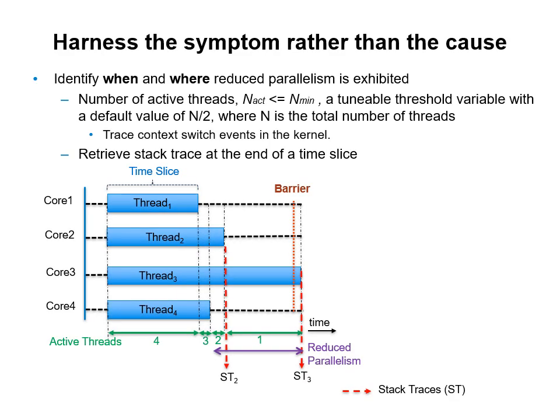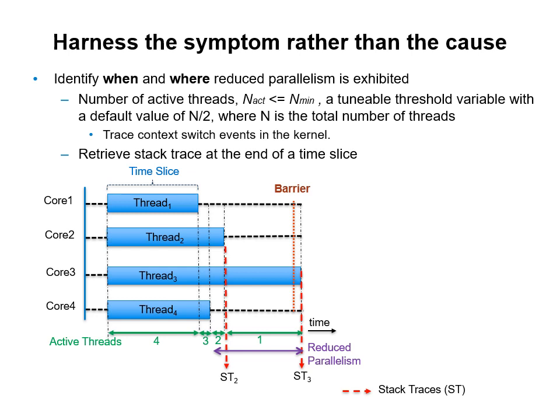The main principle that drives GAPP is to harness the symptom of serialization bottlenecks. As we have seen, thread serialization is characterized by reduced parallelism. So, we need to identify when and where reduced parallelism is exhibited. We consider reduced parallelism as when the number of active threads is less than or equal to nmin, a tunable threshold variable. The default value of nmin is set to half the total number of threads in the application.